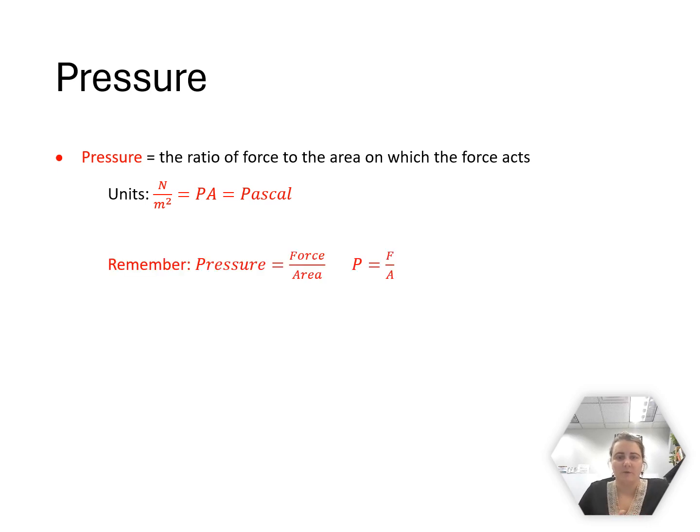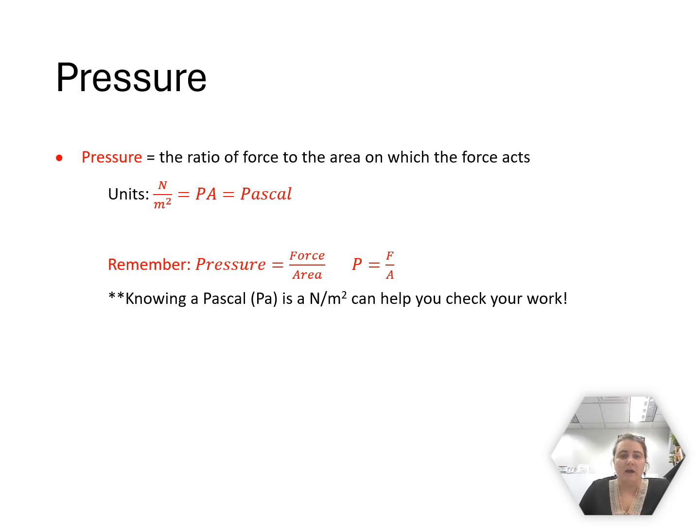So remember, pressure is force divided by area. You may have seen the equation P equals F over A before, and that's pressure. Knowing a Pascal is a Newton per meter squared could help you check your work. Remember, sometimes we multiply and divide units and we might get something like a Newton per meter squared. Remembering that it's a Pascal could be very helpful for us going on.